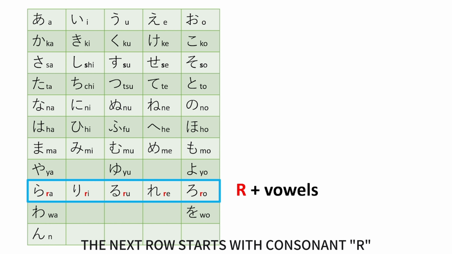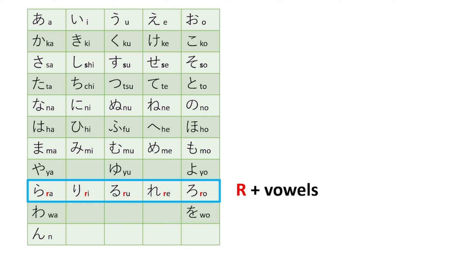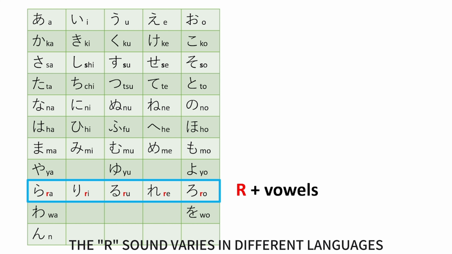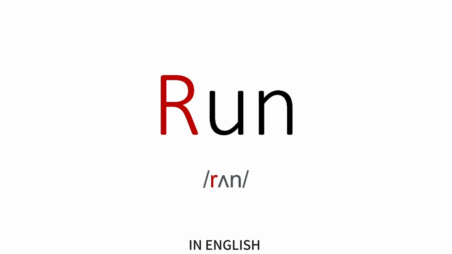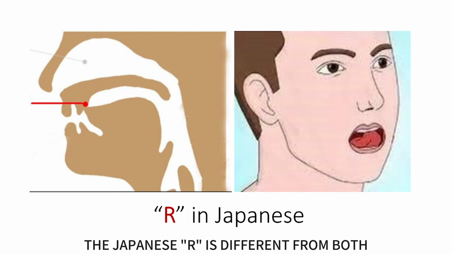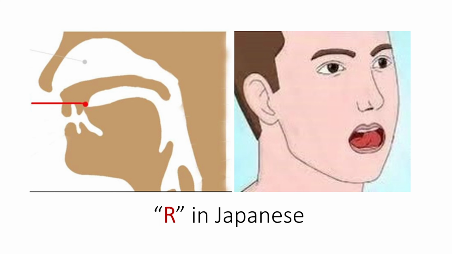The next row starts with consonant R. The R sound varies in different languages. For example, in English it is R as in run, or in Swedish it is R. The Japanese R is different from both. While Swedish R involves a lot of vibrations, Japanese R doesn't.